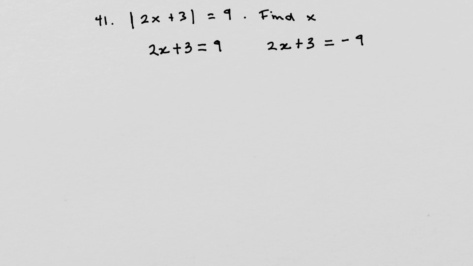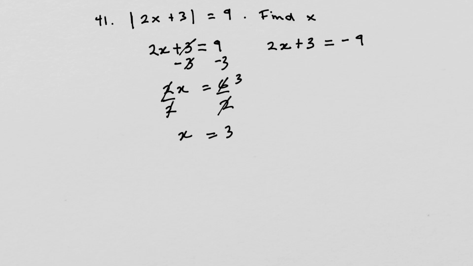Let's solve this side first. Subtract 3 from both sides. The 3 will cancel out. 9 minus 3 is 6. Now we have 2x equals 6. To solve for x, we will divide both sides by 2. The 2 will cancel out. 6 divided by 2 is 3. Therefore, x equals 3.